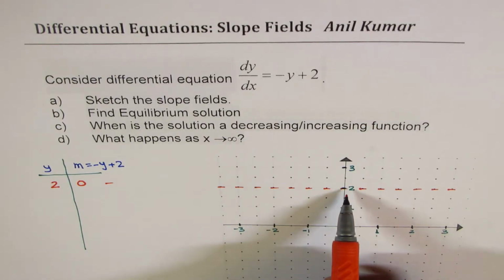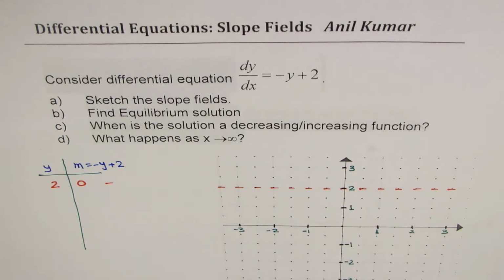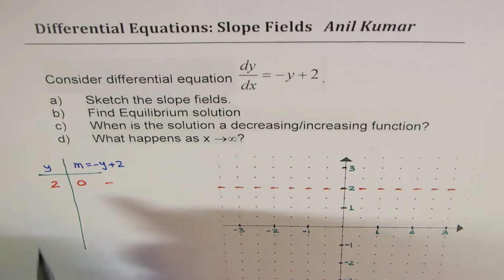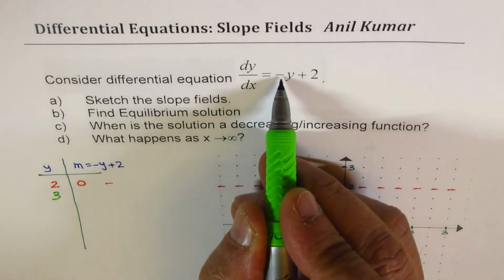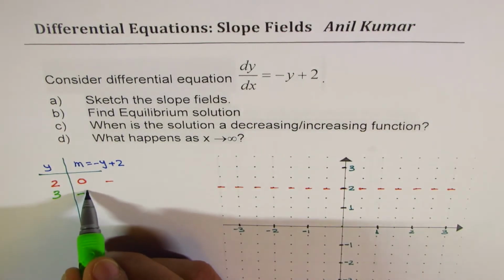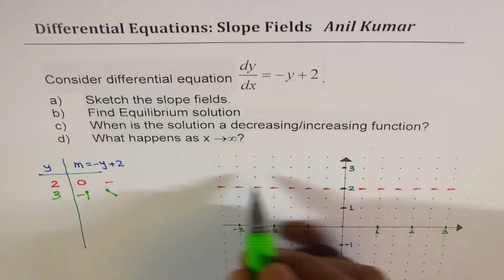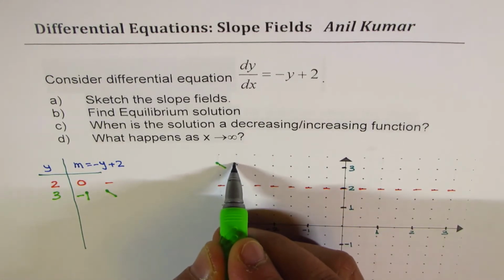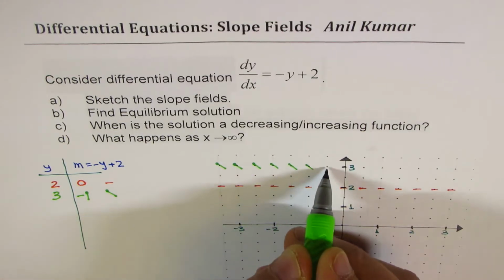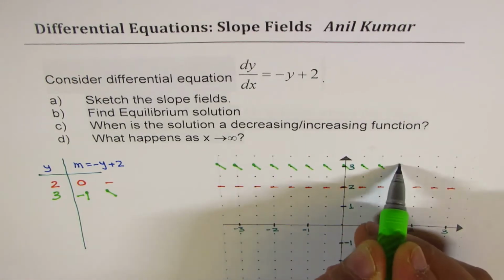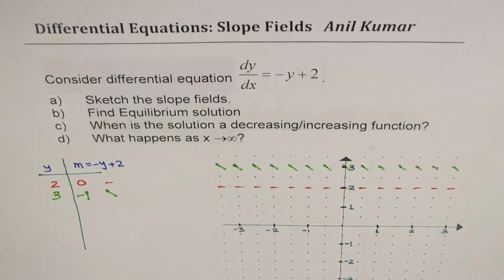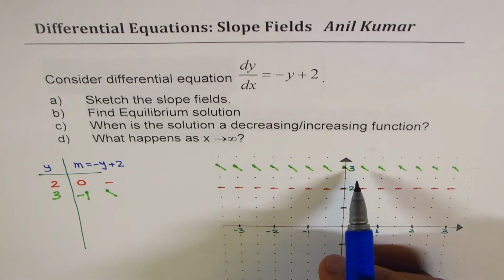Now, if I take a value more than 2, let us say 3, then what happens? If I take a value 3, minus 3 plus 2 is negative 1. So negative 1 means a slope will be going downwards like this. So all along this line, we can draw short line segments with negative 1 slope, right? Downward. Do you see that? So we get slope at all the points where the y value is 3.